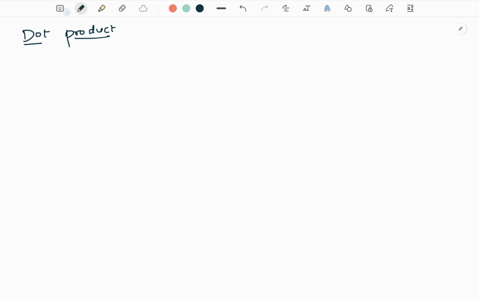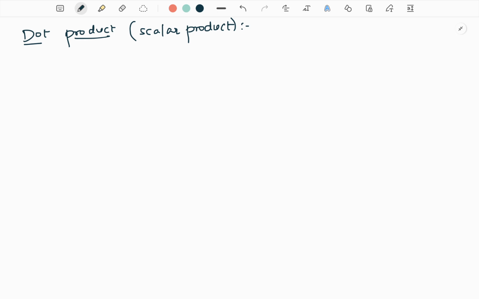Okay, now let's go back to the dot product, or we can also call it the scalar product. So what do we mean by dot product or scalar product? Let's say we have two vectors, a bar and b bar. We wish to find their dot product. Under this section, we will discuss two ways of finding the dot product.